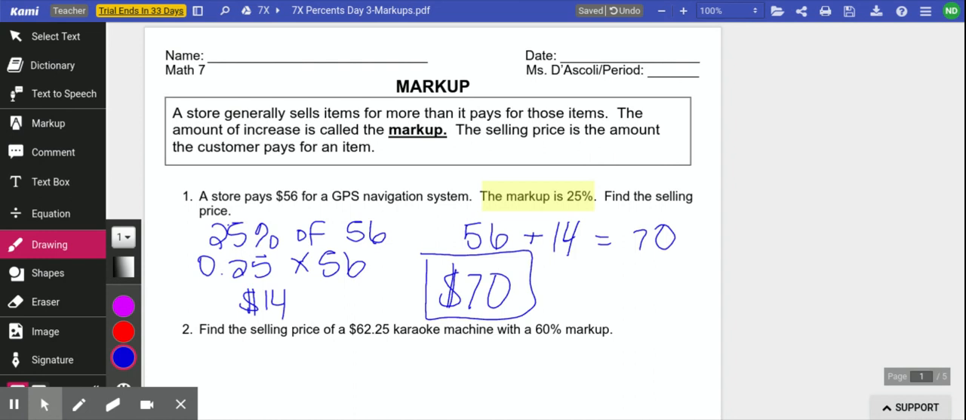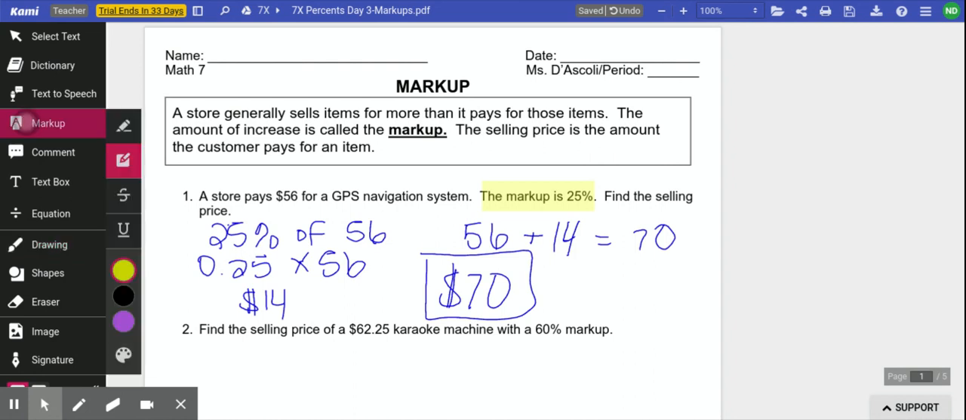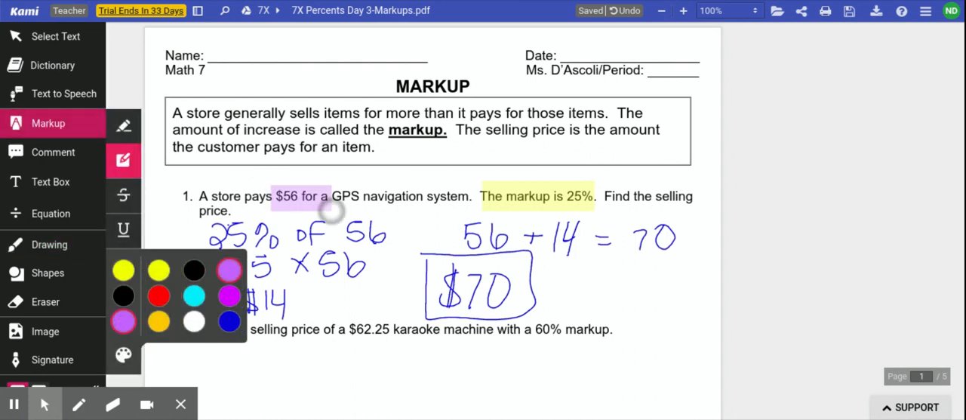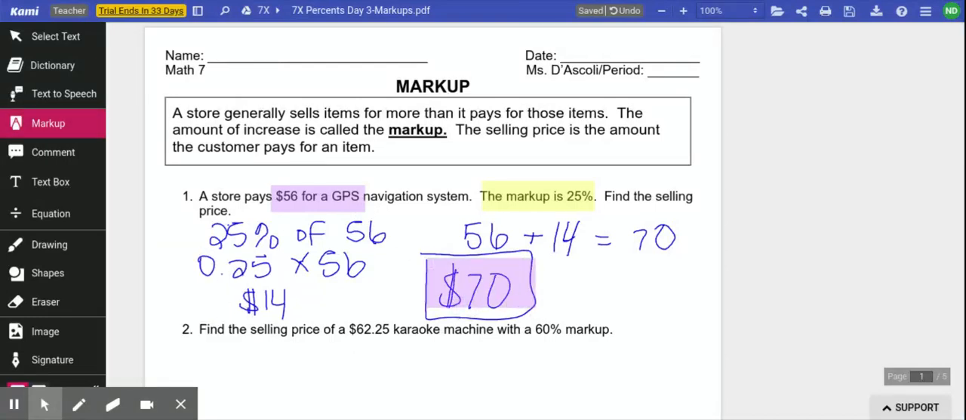And that makes sense because the price definitely increased. Originally, the price of the GPS was $56 and now it's $70. So my price definitely went up. This was definitely a markup.